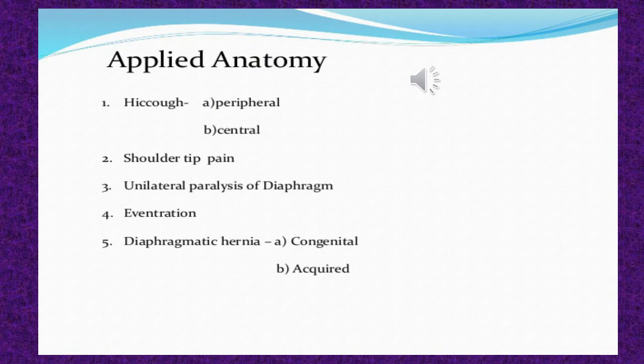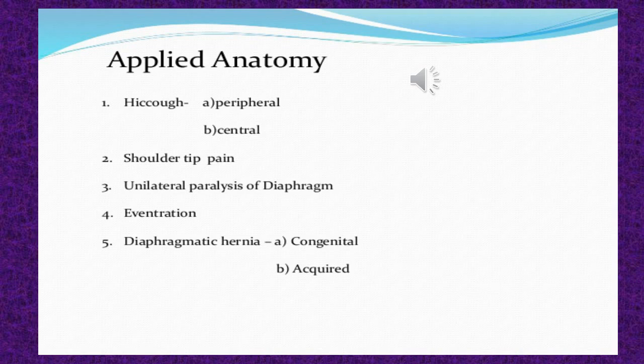Some of the important clinical aspects of the diaphragm: one is hiccup, shoulder tip pain, unilateral paralysis of diaphragm, eventration, and diaphragmatic hernia. Coming to the hiccup, it is a result of spasmodic contraction of the diaphragm. It may be peripheral, due to local irritation of the diaphragm or its nerve, or central, due to irritation of the hiccup center in the medulla. Uremia is an important cause of hiccup.